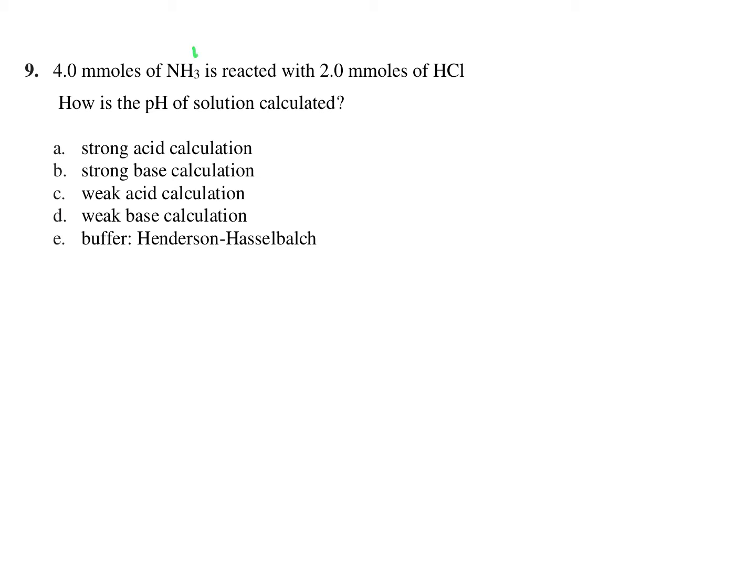We are reacting a weak base with a strong acid. The strong acid is best represented in solution by H3O+. So the relevant reaction is that we have NH3 reacting with H3O+, and our products are going to be the conjugate acid of NH3 and water.